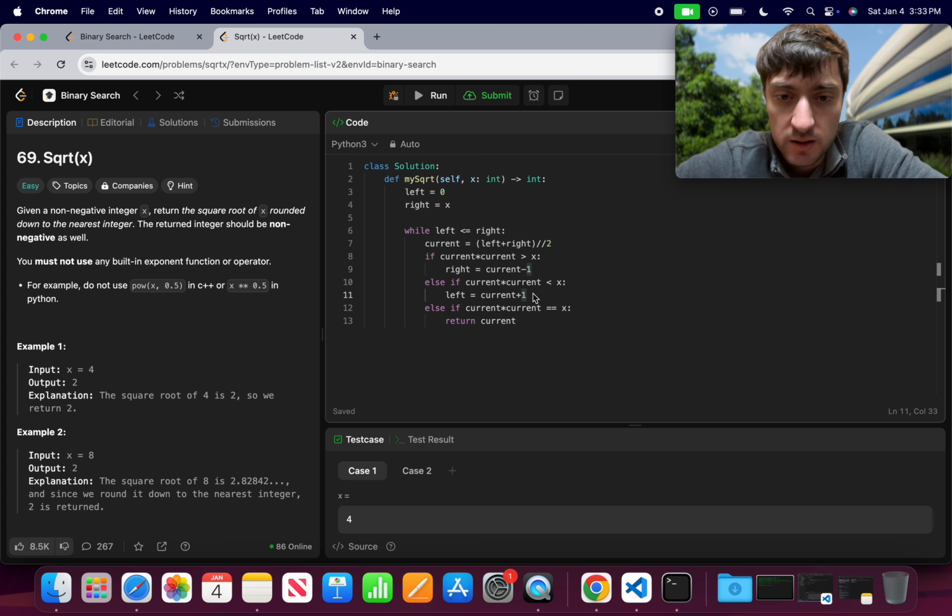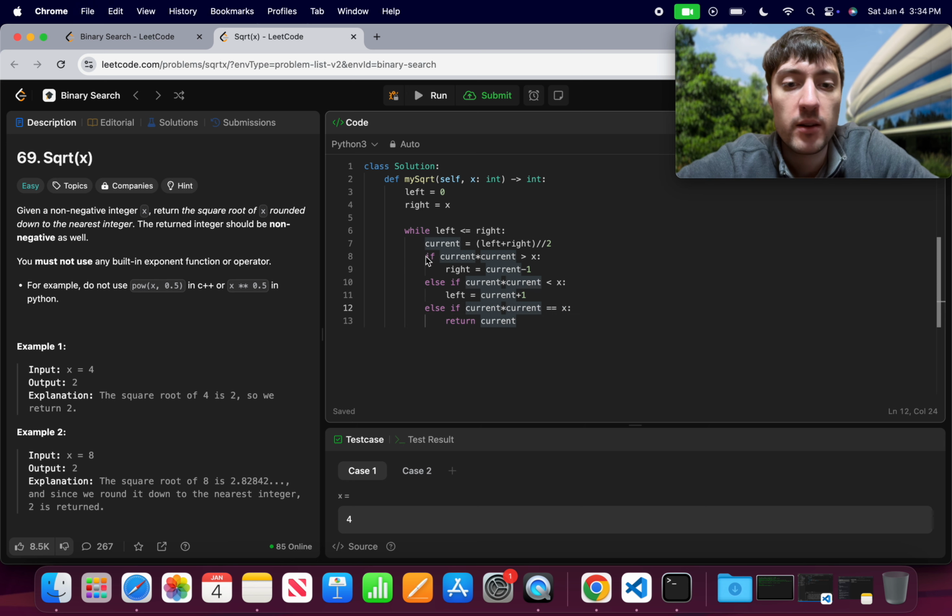Now, is there any situation in which we run into an infinite while loop? This right is always decreasing, and this left is always increasing. Eventually, it has to be one of these three. So one of these three has to hit each iteration. If this one ever hits, we're done. If this iteration hits, then right decreases. If this iteration hits, left increases, and eventually we get to this point.